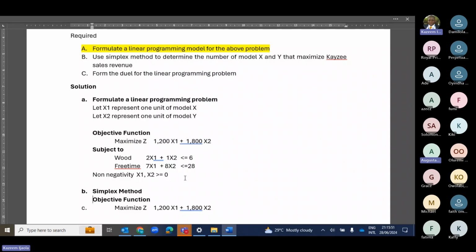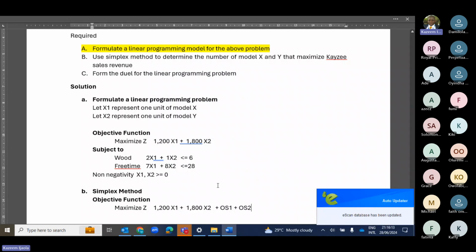Let me give you one gist now. How many constraints do we have? We have 2. So once you have 2 constraints, just put in front of the maximize S1 plus S2. Don't go beyond 2. These are your constraints. If you have 2 constraints, just say S1, S2. S1 represents the first constraint, S2 represents the second constraint.